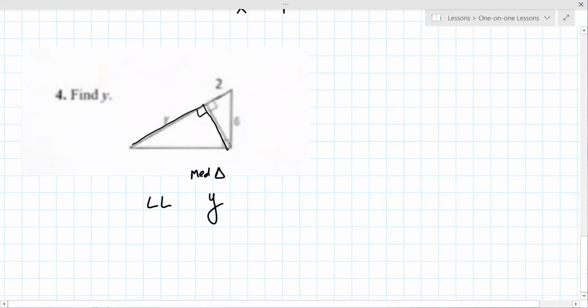We don't. Although I guess this is a 6. I guess you can use the Pythagorean theorem for this to find the leg here. Just stand by, just hold on for just a second, please.